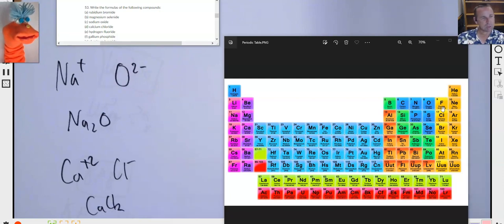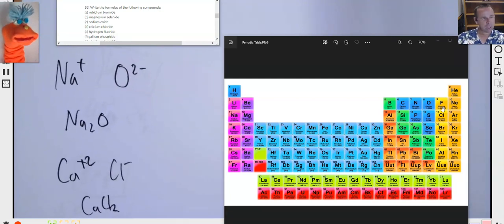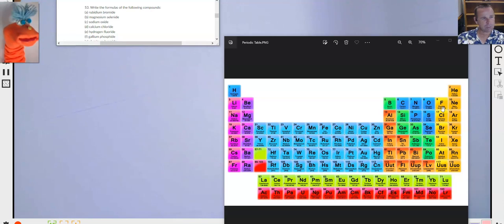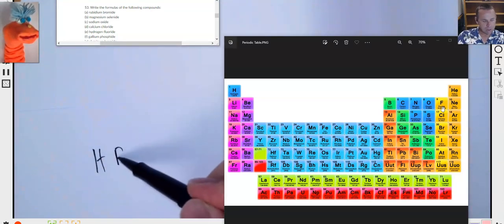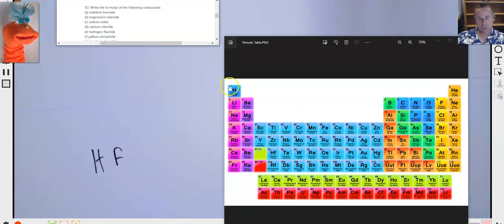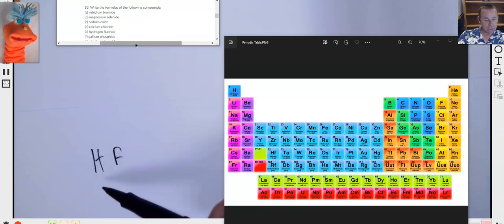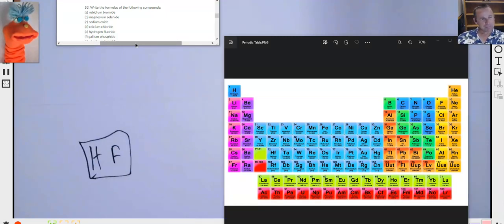Very good. Calcium chloride. Hydrogen fluoride. That's just HF, right? Very good. Hydrogen fluoride. So we know that we have hydrogen, which is a nonmetal, and fluorine, which is a nonmetal. By the name here, hydrogen fluoride, it's not indicating more of any of the others, no di, tris, or anything like that. So HF is our hydrogen fluoride.